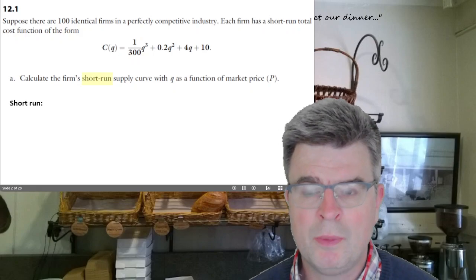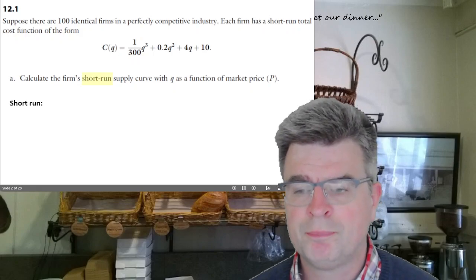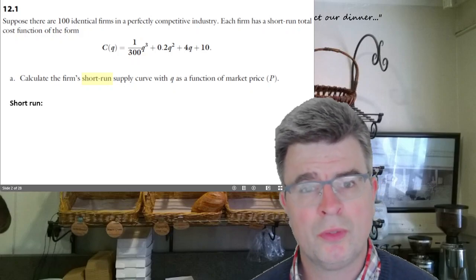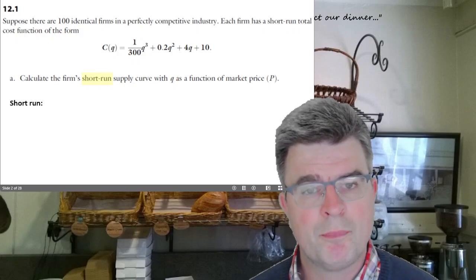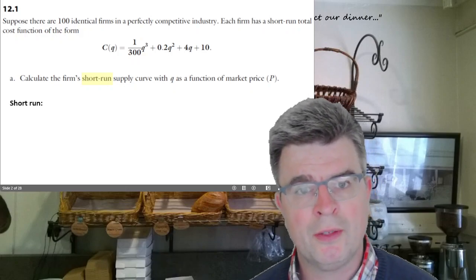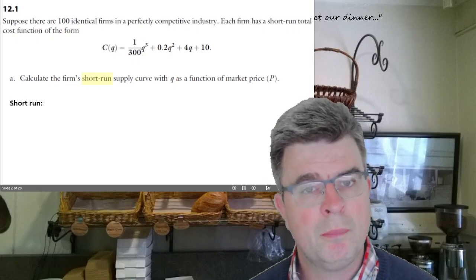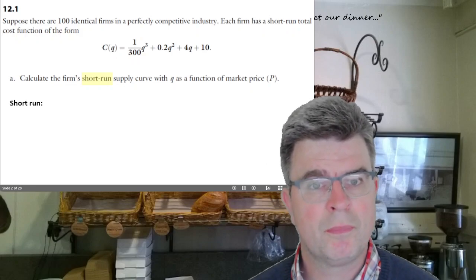And importantly, we consider the short run. So in the short run, the situation is different than in the long run, which we will consider in question 12.4. But the price can be higher than the average cost. And in the short run, firms may be able to make a positive profit because entry is not possible.